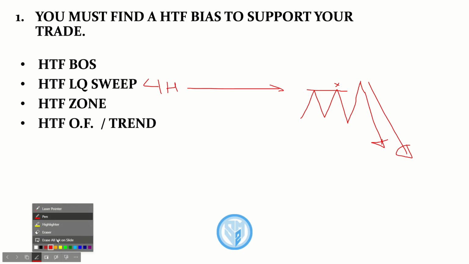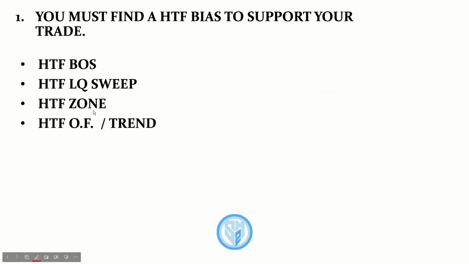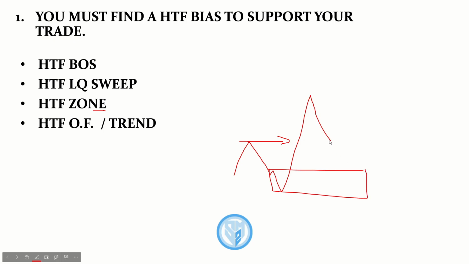Now let's go ahead with the list. Next would be a higher time frame zone, right? This is simply where price has given us a zone on the higher time frame which is valid. For example, here it would be a demand zone, and this is an indication to buy on the middle time frame, or the lower time frame. So in this scenario we would have a bullish higher time frame bias.